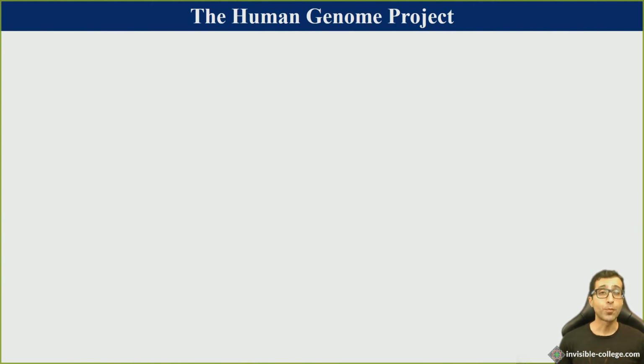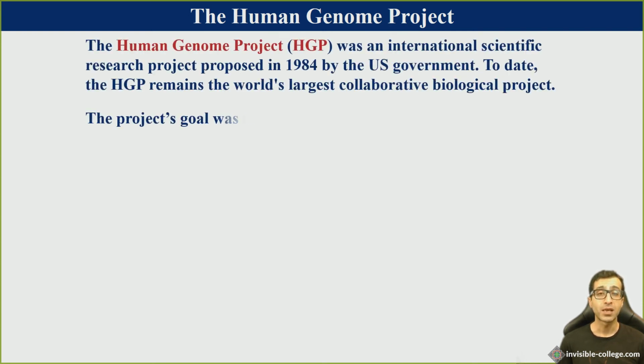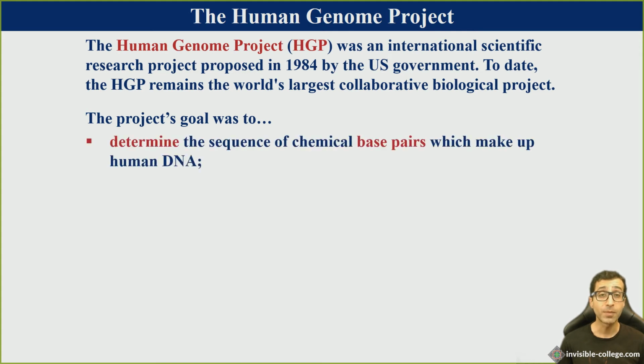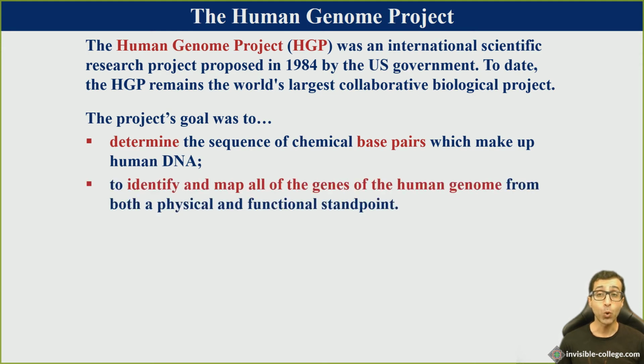So, the Human Genome Project was an international scientific research project which was proposed in 1984 by the US government, and to date, the Human Genome Project actually remains the world's largest collaborative biological project. Its goals were to firstly determine the sequence of the chemical base pairs that makes up the human DNA, and then to identify and map all of the genes of the human genome from both a physical and functional standpoint.